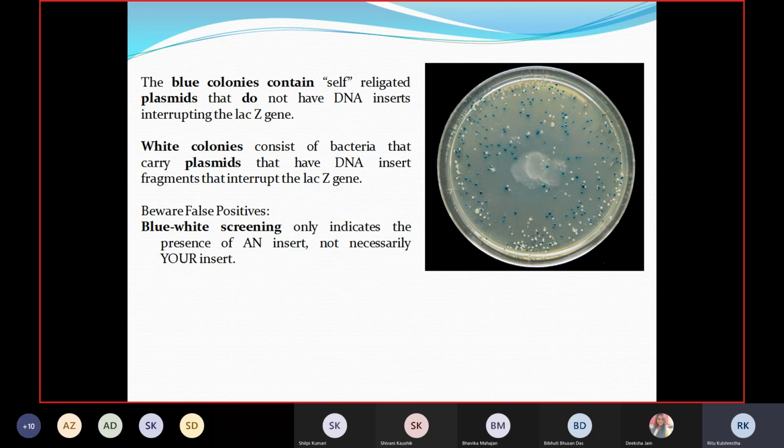So after sequencing, if you find that there is a 100% match between your gene of interest and the sequence that is available on the web, then only you should be completely happy.